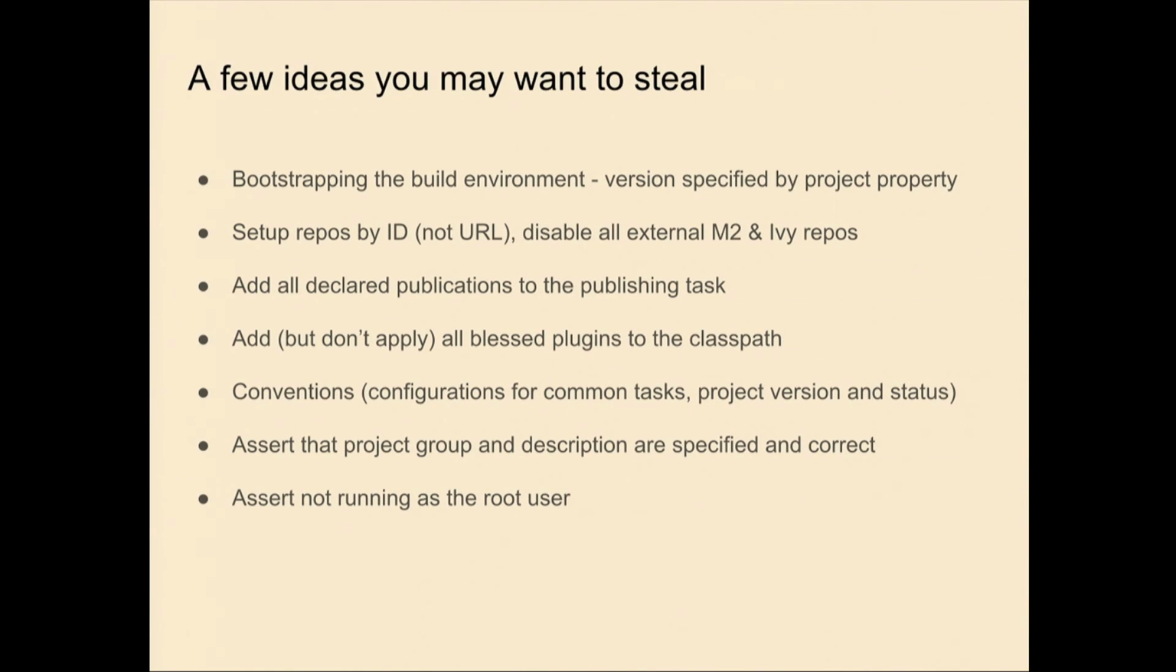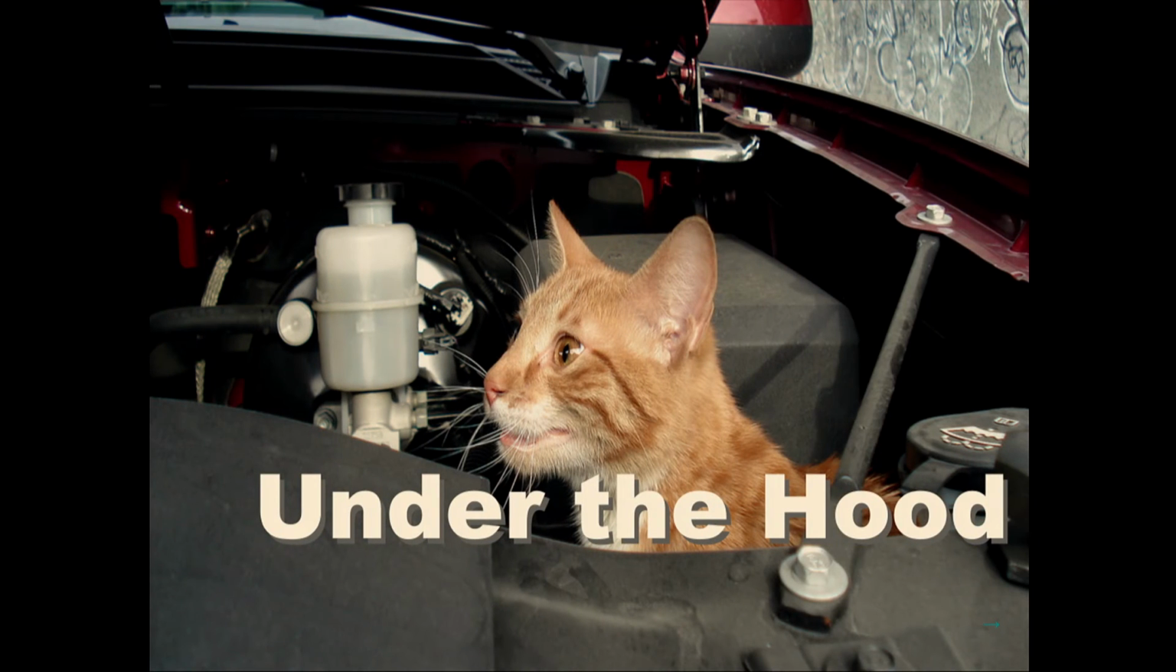A few things you may want to steal. Bootstrapping the build environment: the version is specified as a project property. Repositories are always set by ID, and the Artifactory is set up as build environment. So the project can request that it uses a certain repository. Typically they are defaulted, but you can put it in the project properties and by ID. All declared publications are automatically published, and we also add a number of plugins to the class path directly, so people won't have to have the build script in the projects, and we can version them as part of the environment. Conventions: we configure common tasks, and we assert various things. I'm going to skip this one, and I showed some things from it anyway.